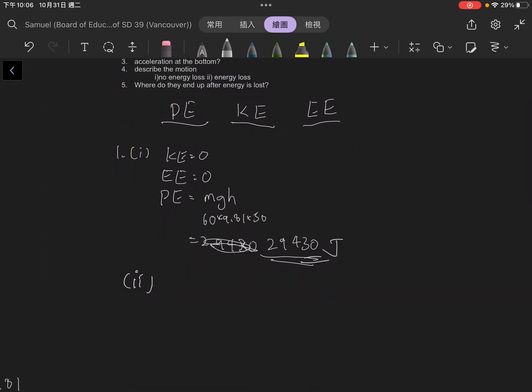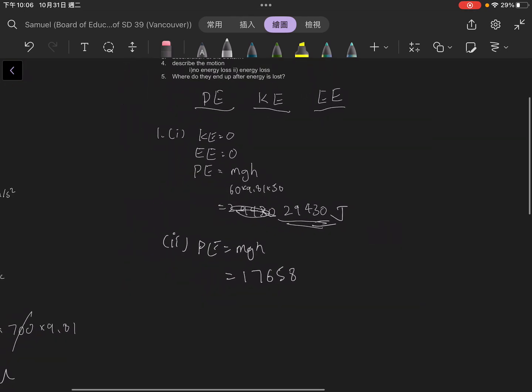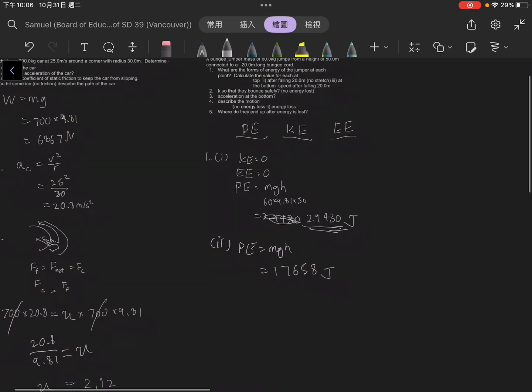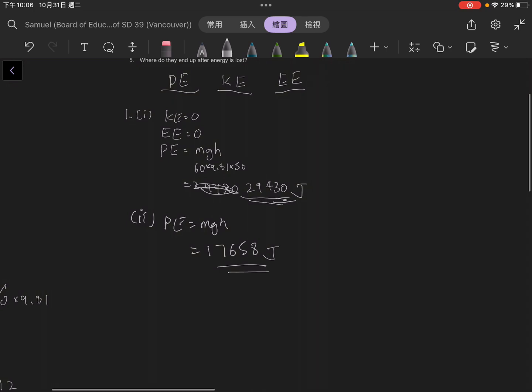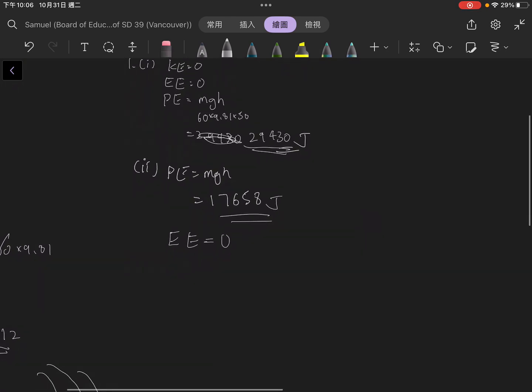First of all, we can calculate the PE. PE will again equal mgh, which is 60 times 9.81 times 30, which is 17,658 joules. And EE will obviously be 0 because it's at the equilibrium position.